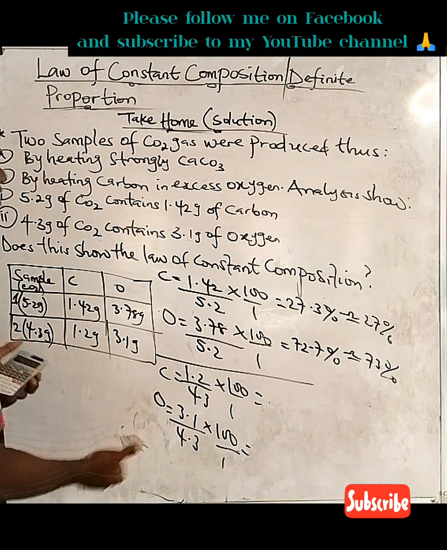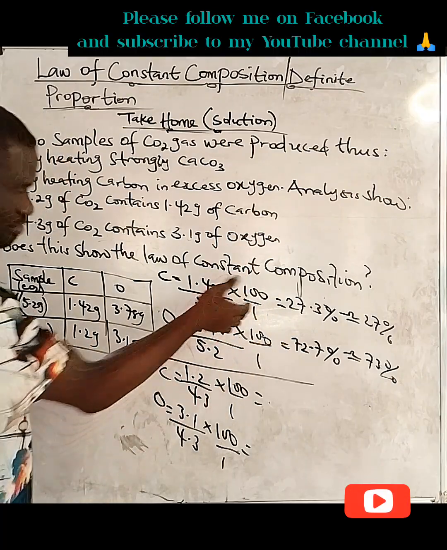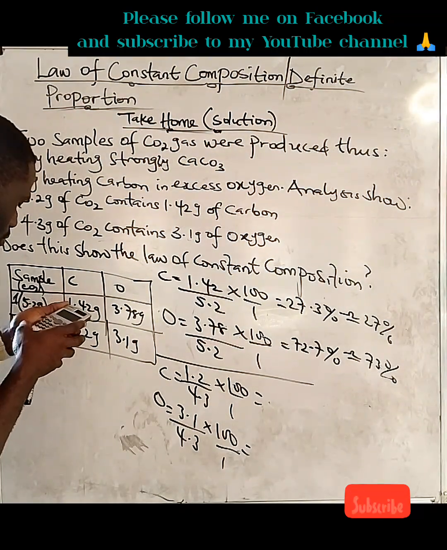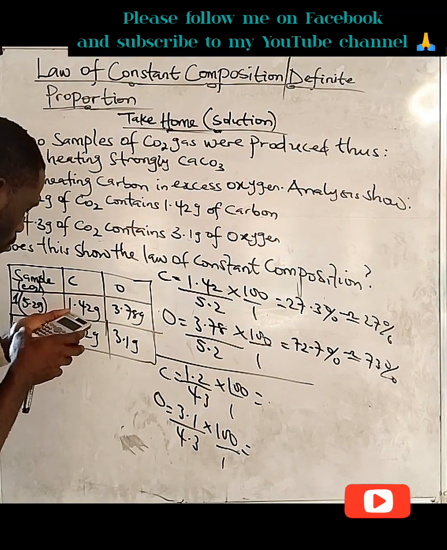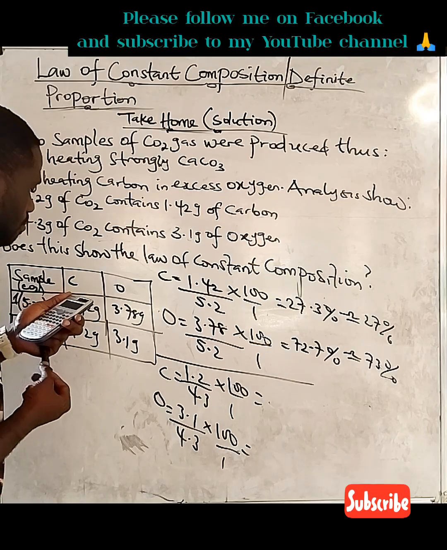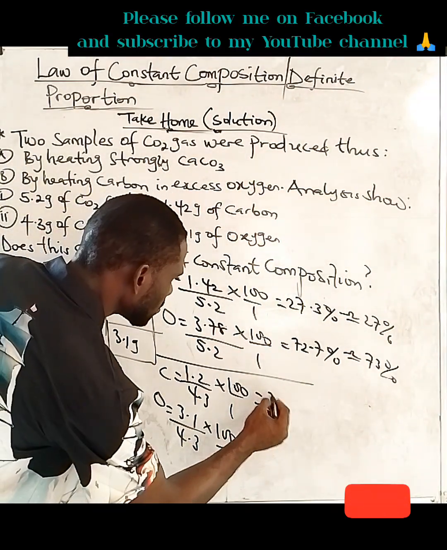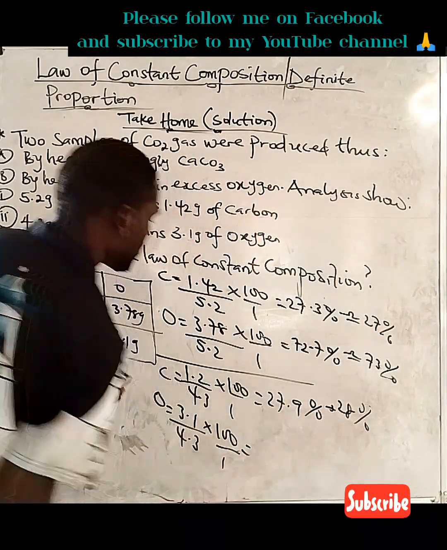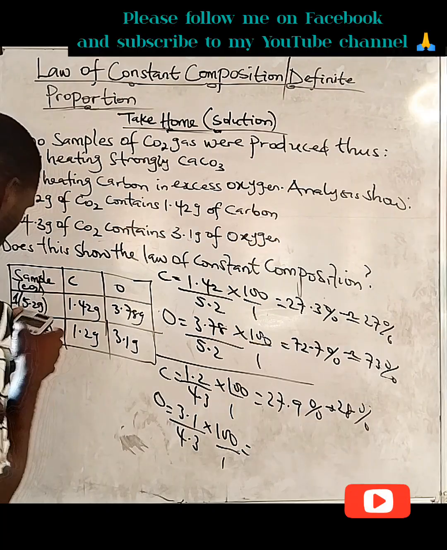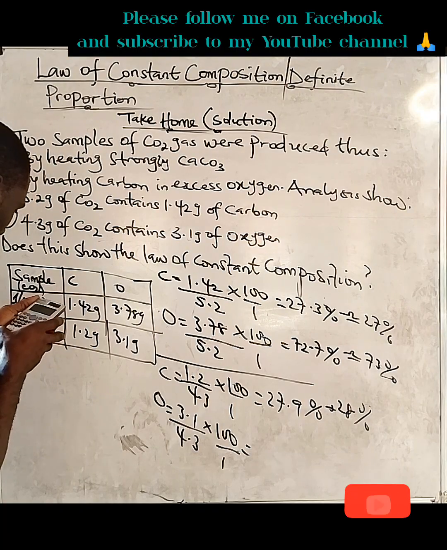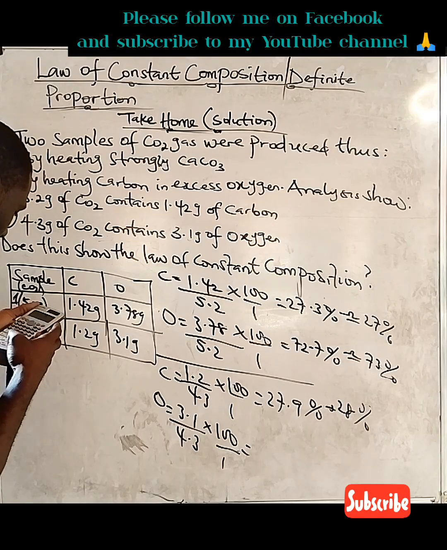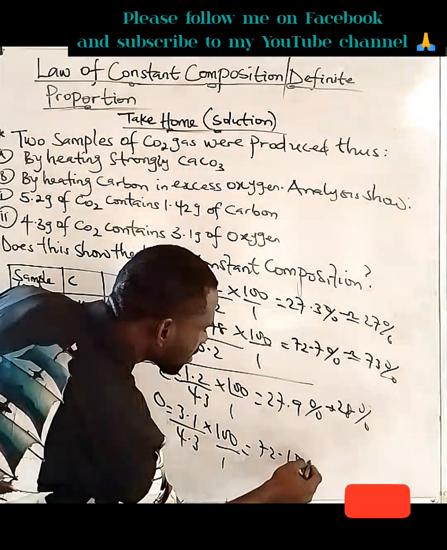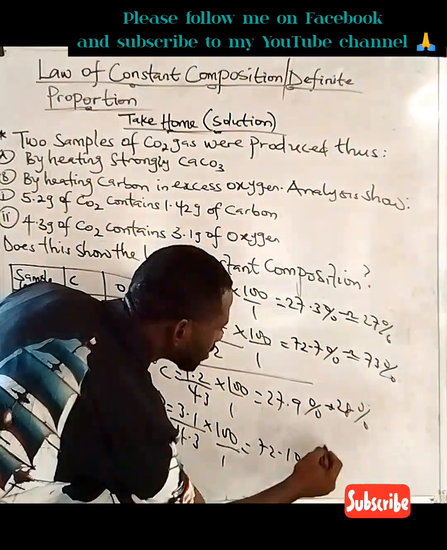So let's see if we're going to get the same composition, the same ratio, as what we have here. Let's see the next sample, sample 2. Let's see the amount of carbon. Carbon is 1.2 times 100, then divided by 4.3. That will give us 27.9%, approximately 28%. Next, we have 3.1 times 100 over 4.3. That's 72.09%, or 72.1%, let's say approximately 72%.